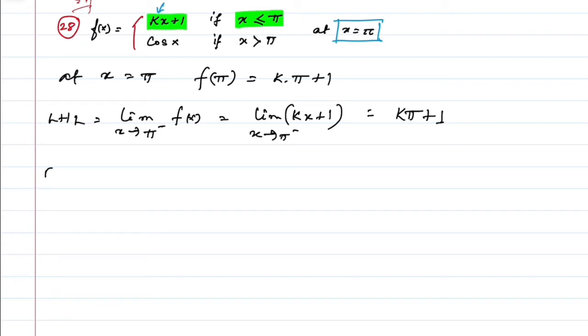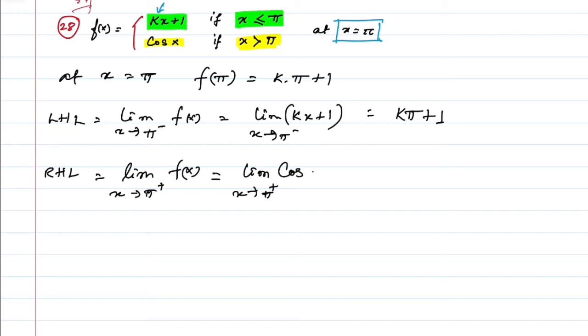Now the right hand limit, limit x tends to pi positive f of x. For x greater than pi we have cos x here. Replacing x by pi, we get cos pi, and cos pi is nothing but minus 1. We know the value of cos pi, isn't it?